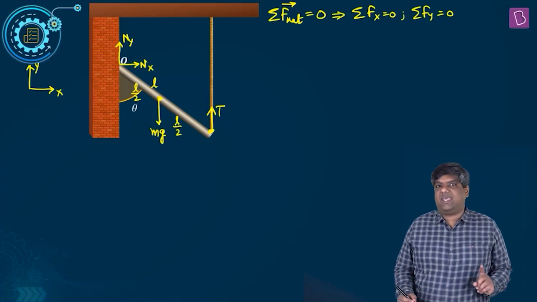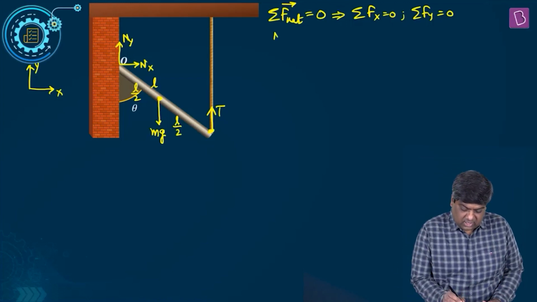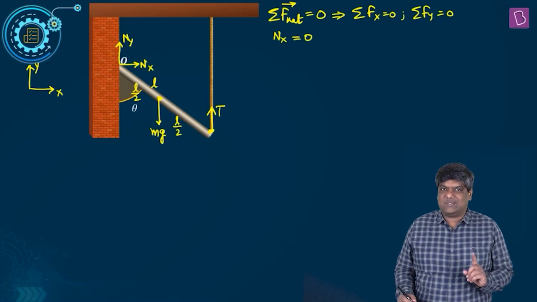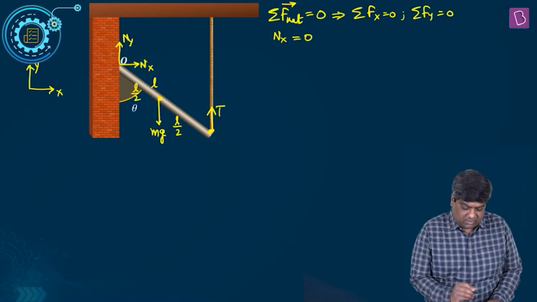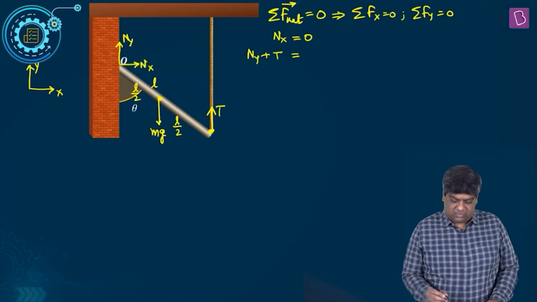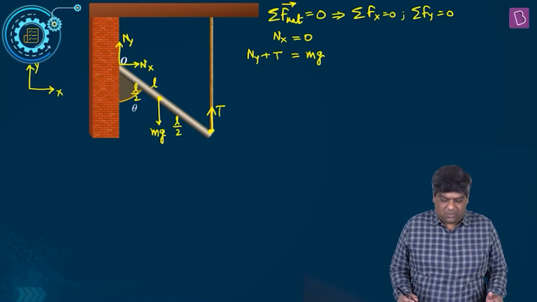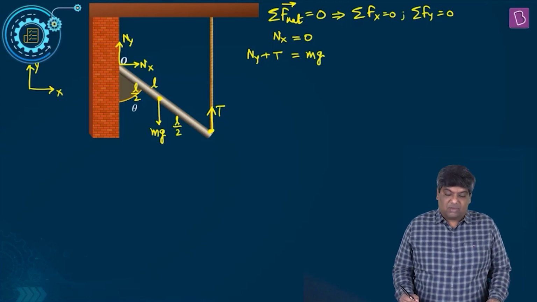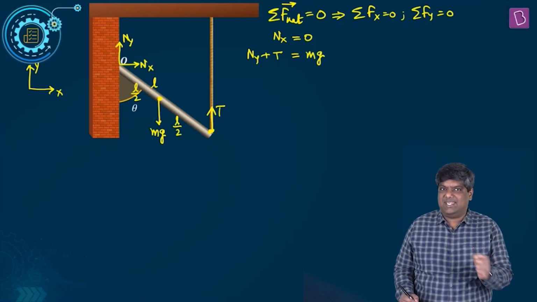So what is summation Fx equal to 0 giving you? Well, it will give you Nx is equal to 0. No other force is along the horizontal, that is the x direction, isn't it? What is summation Fy equal to 0 giving you? Well, the upward forces are Ny plus T and the downward force is mg. So Ny plus T minus mg must be equal to 0, or Ny plus T must be equal to mg. Well, we are supposed to solve for T, agreed? But there is this Ny that we don't know, the reaction force at the hinge.